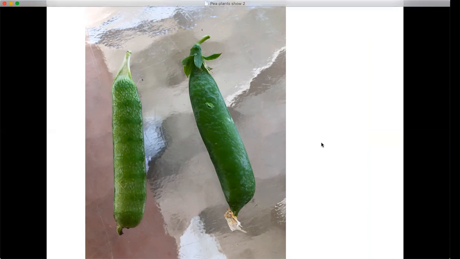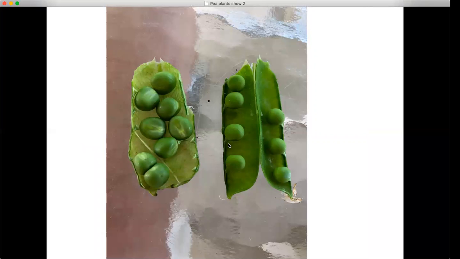Here are the two types of pods, the inflated one and a constricted one. You can see the bumps squishing in tight. This is tight around the peas. This has some room for them inside. What are possible combinations of genes for these two pods? And here's what it looks like inside. See, these peas are real close together to each other. These ones have a little more room because that's the type of the pod.